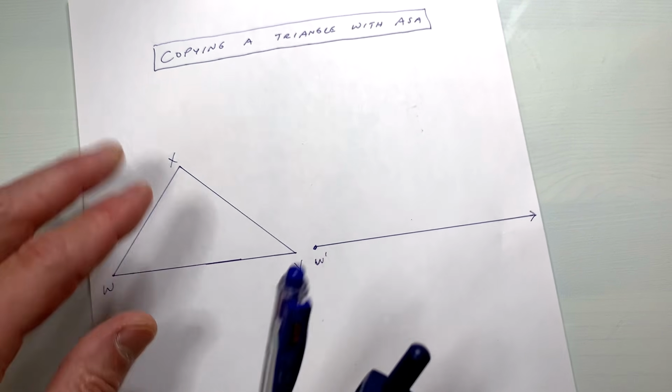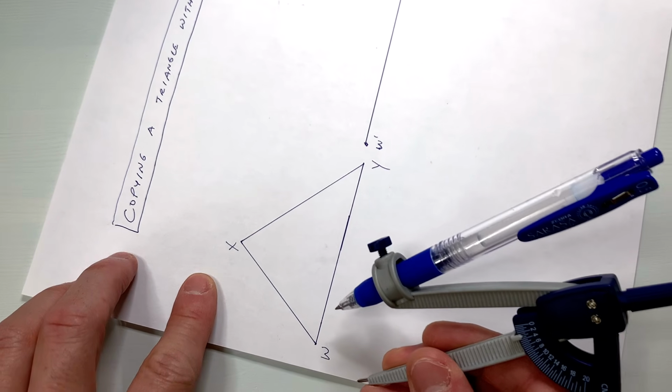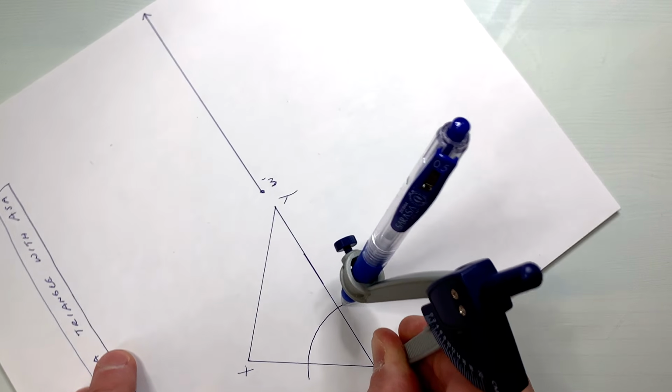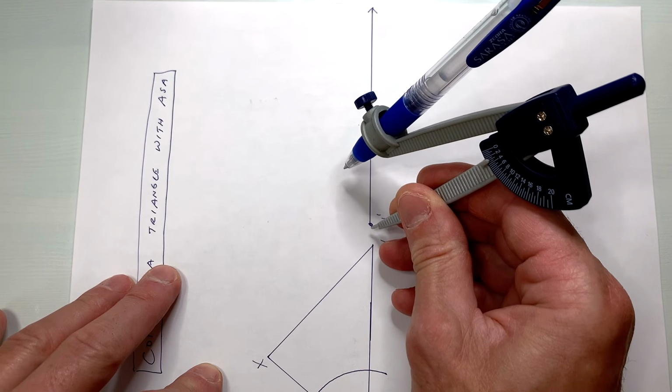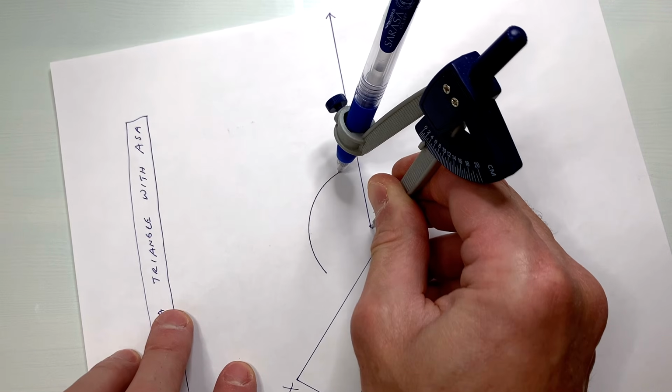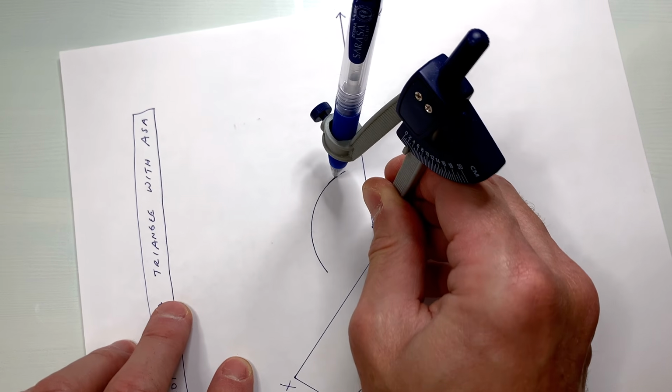So how do we do that? Well, we talked about this earlier in this video. We know how to copy an angle. We start by drawing an arc such that it intersects both sides of the angle. We carry that over here to W prime and make that a little bit longer than we think we need, a little bit further like that.